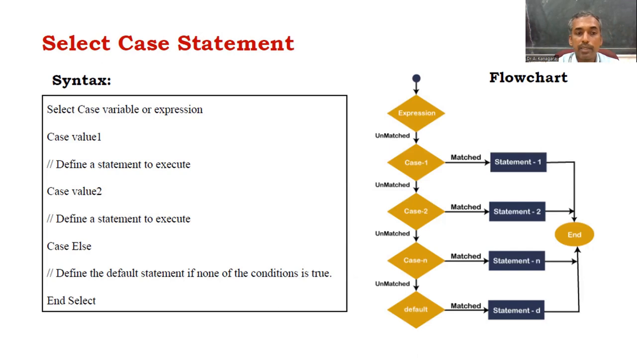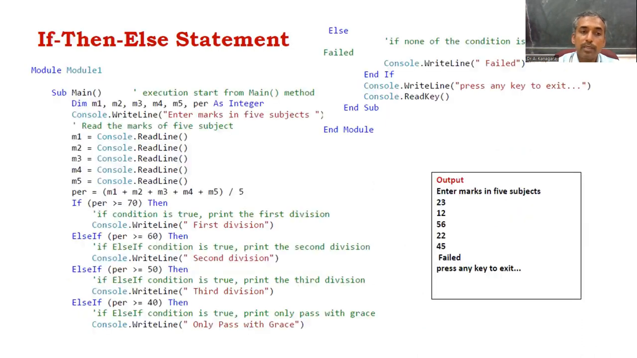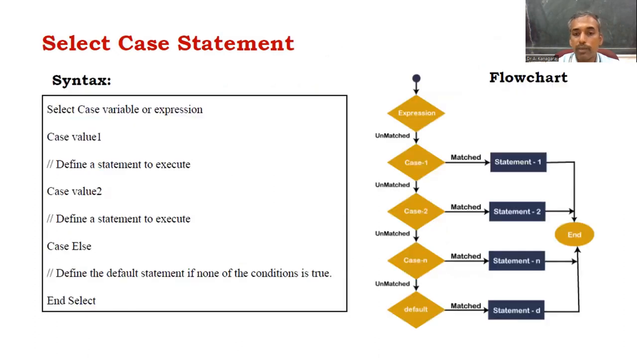Next, the select case statement. What is the advantage of using the select case statement? The select case statement can also be used to check more than one condition. We can say it is an alternative for the if then else statement. Instead of using an if then statement, if we use the select case statement, we can avoid complexity. If you want to check 2-3 conditions, we can go for if then else. If you are checking more than 3-4 conditions, in that case the select case statement is the best choice. It will avoid confusion and complexity.